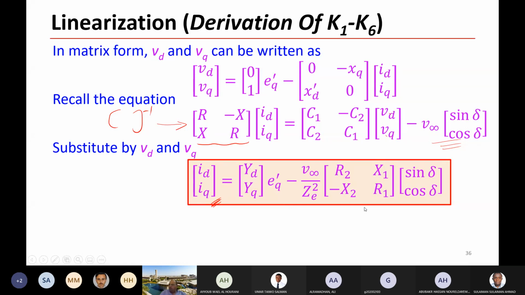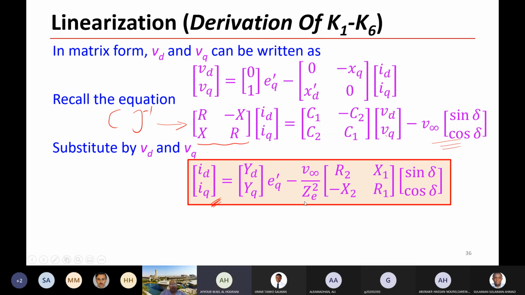Ayub, continue. I mean, in the exam, doctor, we need to derive each equation we need, right? Yes, you need to derive the equation. Sometimes in K1, K2, K5, K6, I may ask you to derive some of these constants. Okay?